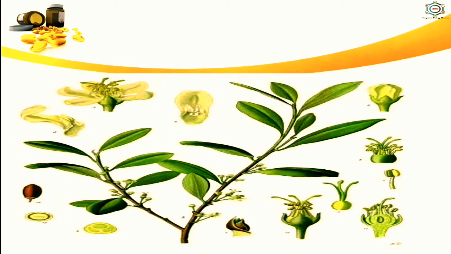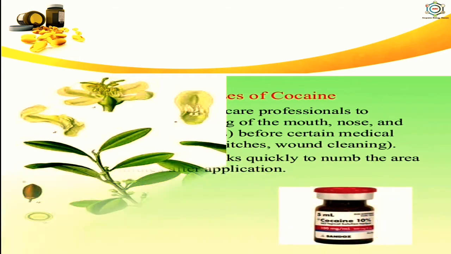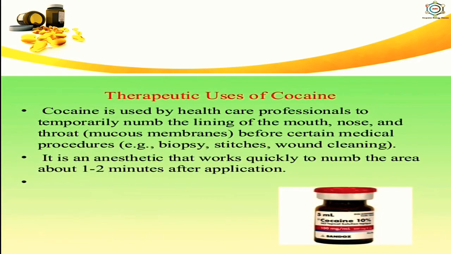According to mode of intake, cocaine is chewed, eaten, or sniffed in its powder form or taken as a drink. It is injected also. Now, therapeutic uses of cocaine. Cocaine is a CNS stimulant. It increases mental alertness and physical strength. It gives a feeling of well-being and delays fatigue.